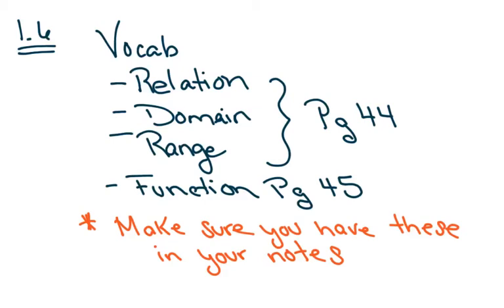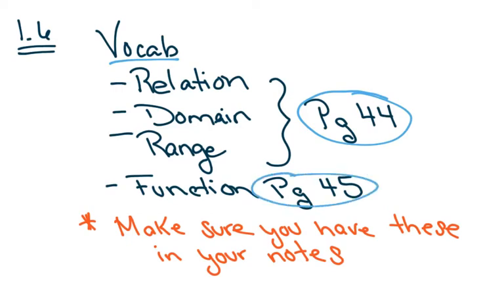Guys, I just want to go over a little bit of what we covered in 1.6. As a reminder, we do have our vocab words that we learned. There are 4 of them. We have relation, domain, and range, and those can all be found on page 44. And then our last vocab word was function. That can be found on page 45.